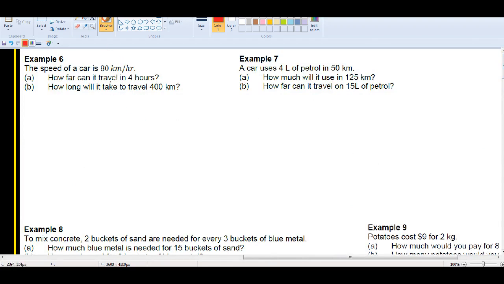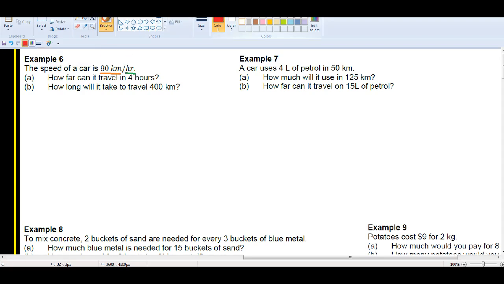Okay, so let's do one new question over here. The speed of the car is 80 km per hour. How far can it travel in 4 hours? Okay, so we understand each hour it travels 80 kilometers. But first, you need to identify two quantities. The first quantity is 80 km, and the second quantity will be hour.